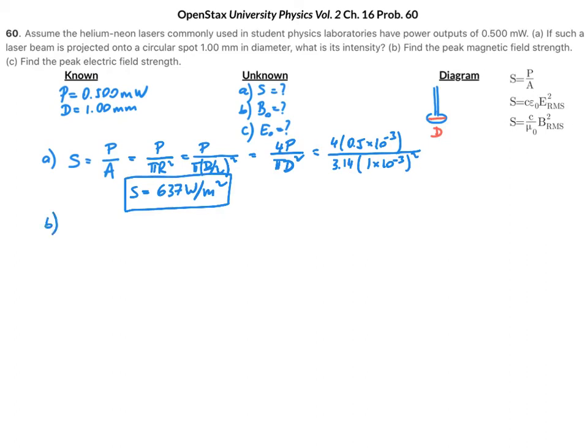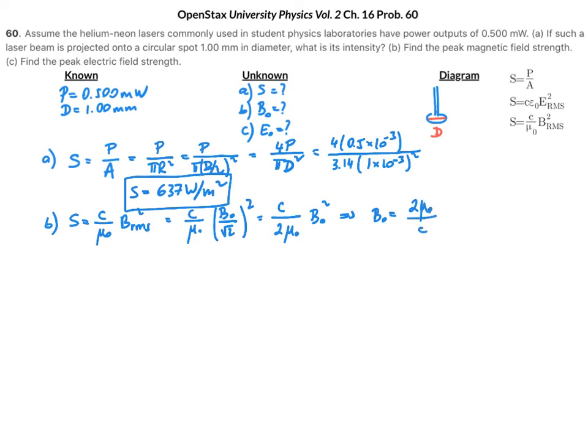Then in part B, we're looking for the peak value of the magnetic field. So I'll use S is c over mu naught times B RMS squared, and I know that B RMS is B naught divided by square root of 2, so I have to square this. So that will be c over 2 mu naught times B naught squared. From here, I get that B naught is the square root of 2 mu naught divided by c times S.